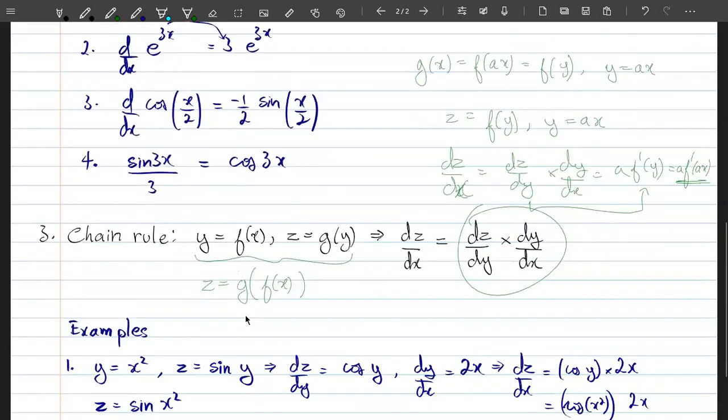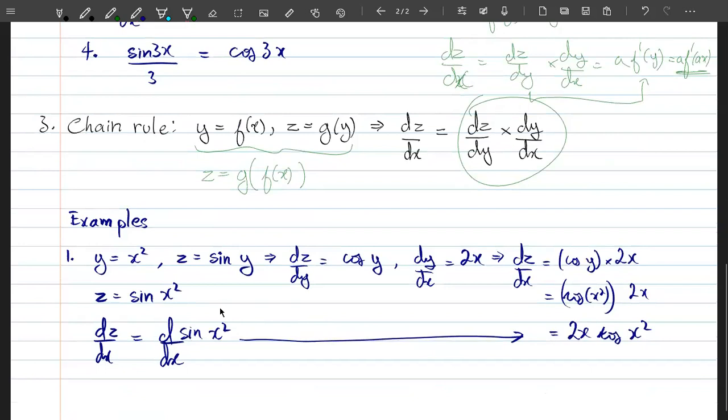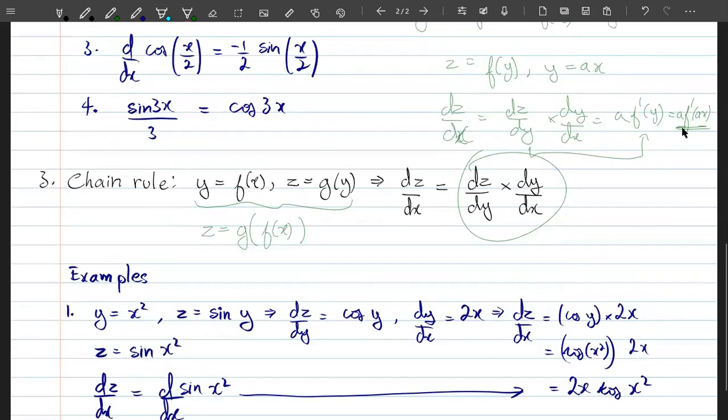So when you get a problem like this, as I said, you will get this directly. You won't get this split up as such. But even if you think of it in terms of split ups, the final answer should be only in terms of x. There should not be any y in it. So that's the same thing we're doing here.